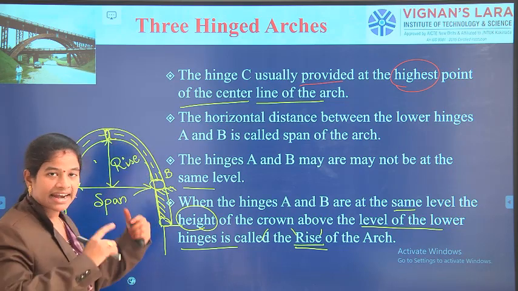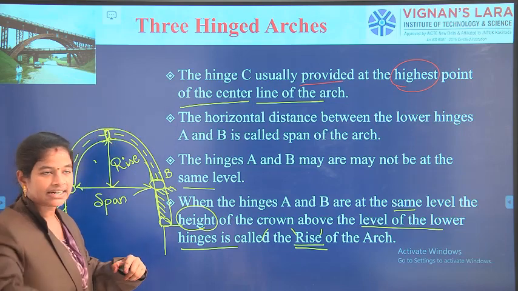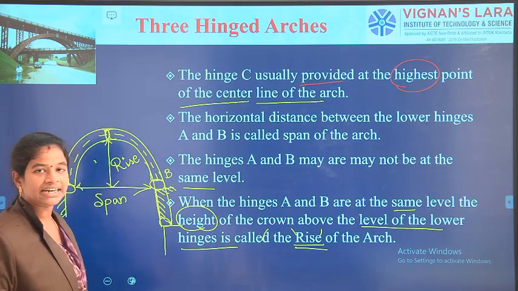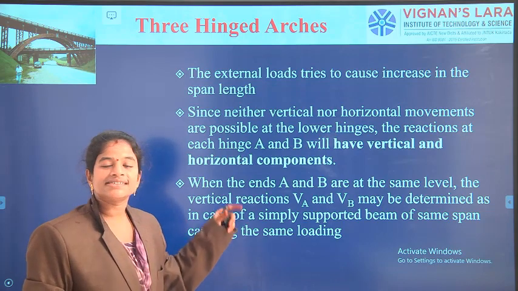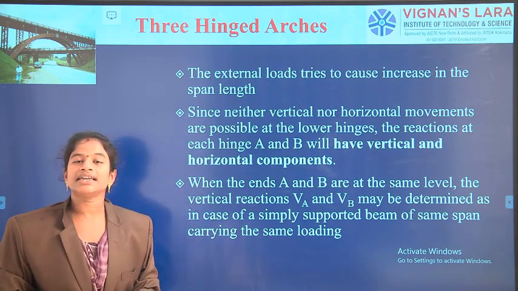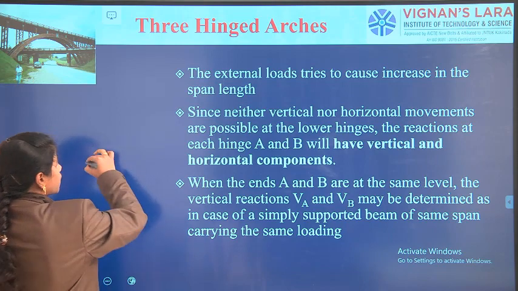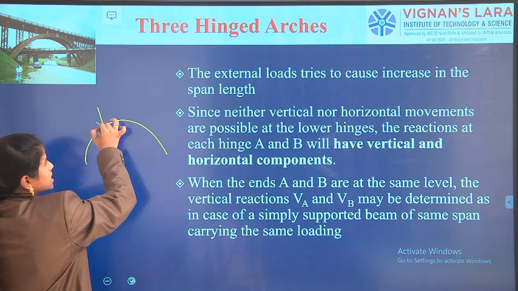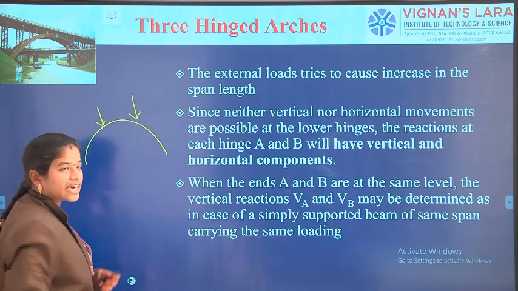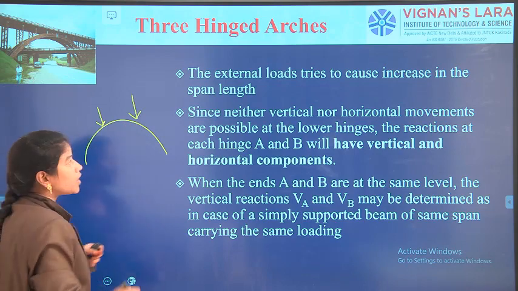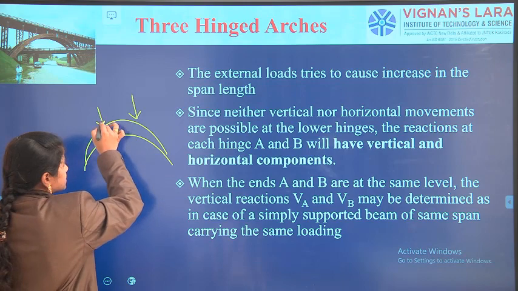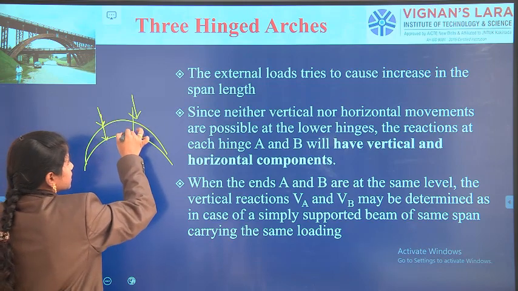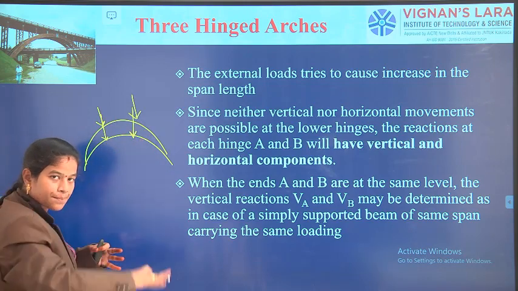So, span and rise, that vertical rise of the arch is mentioned like this. Now, the external load is trying to cause an increase in span as the load is being applied on the arch, in the vertically downward direction. Now what is it trying to do? It is trying to suppress the rise.